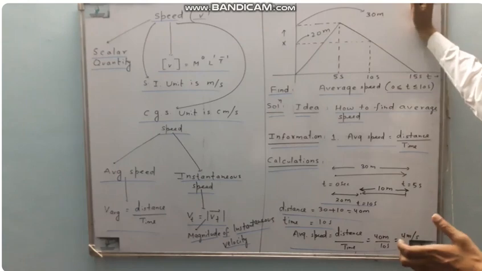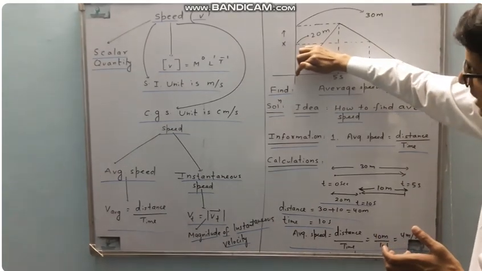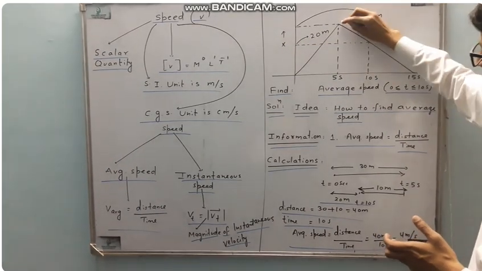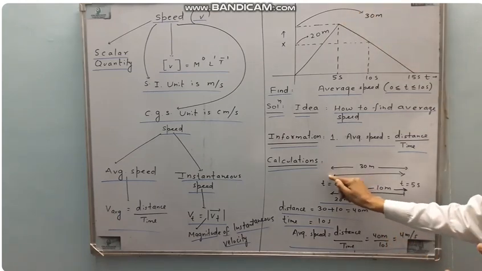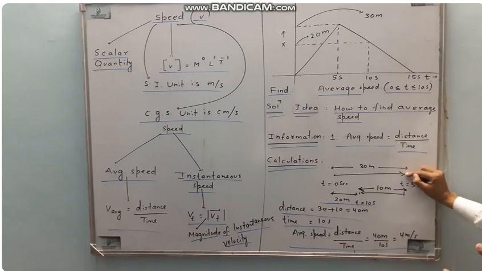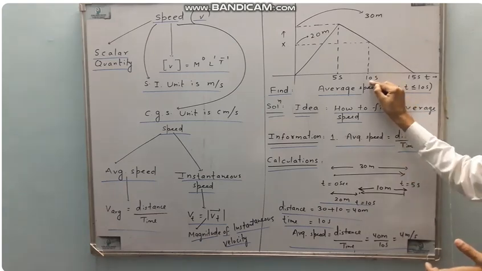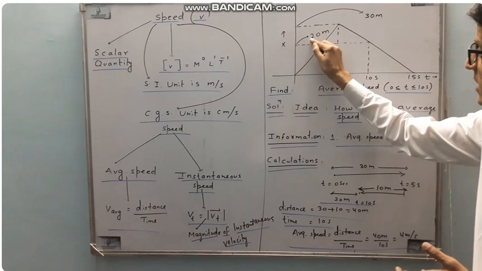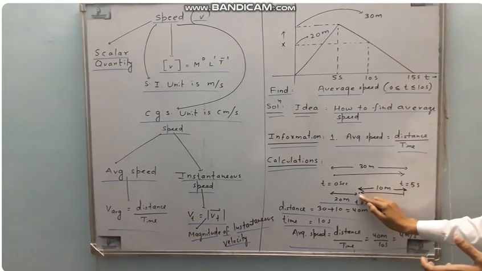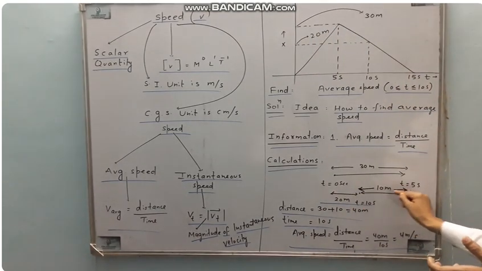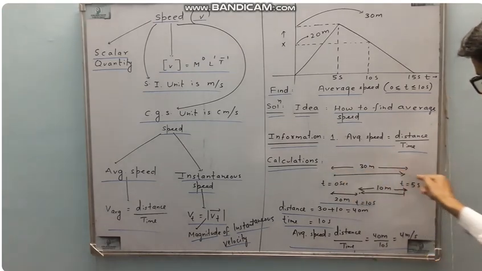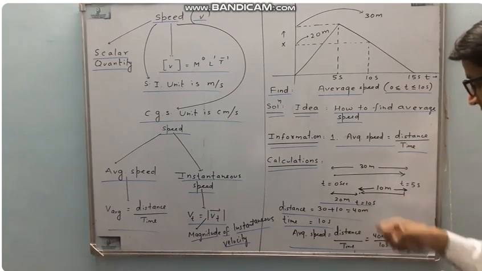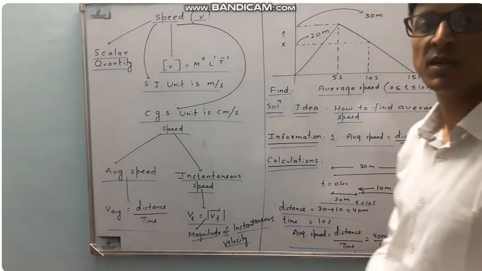Now just analyze the graph. At t equal to 0, the particle is at the origin, and at t equal to 5, the particle is at x equal to 30 meter. Now at t equal to 10, the particle is at x equal to 20. So certainly this distance is going to be 10. The total distance traveled is 30 plus 10, which is 40. Total time is 10 seconds. So the average speed is 4 meter per second.